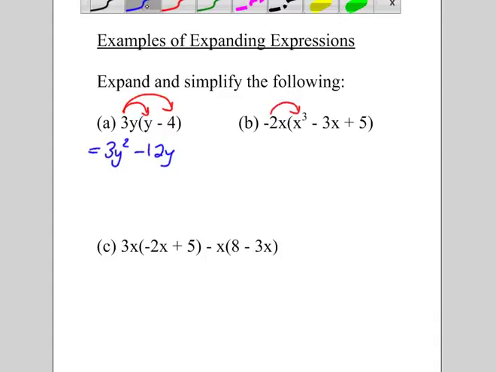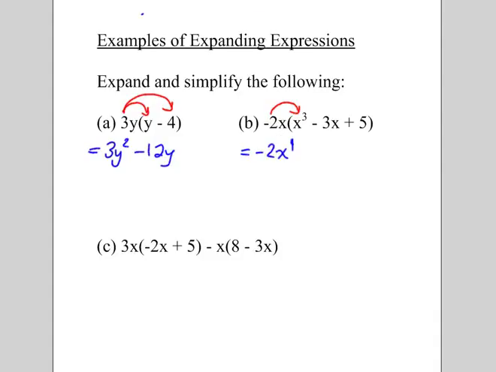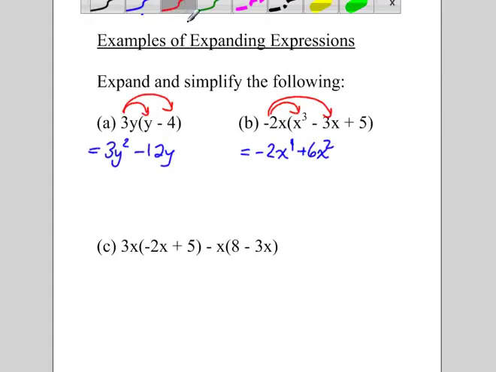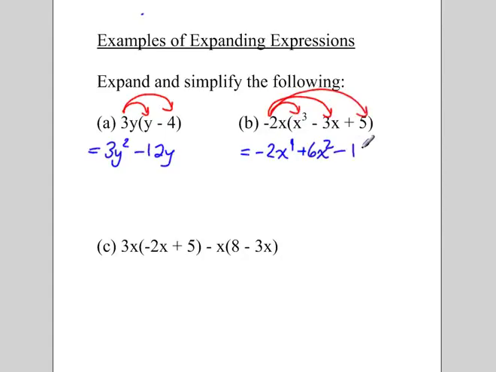The next one, so we're going to take this negative 2x that's in front and multiply by x cubed. And we're going to get negative 2x to the 4. Then we're going to take negative 2x and multiply it by negative 3x. Be careful, a negative times a negative will be positive 6x squared. And then negative 2x times 5 will become negative 10x. And again, that is our final answer because we don't have like terms. And if you can't quite read this one, this was a 4.